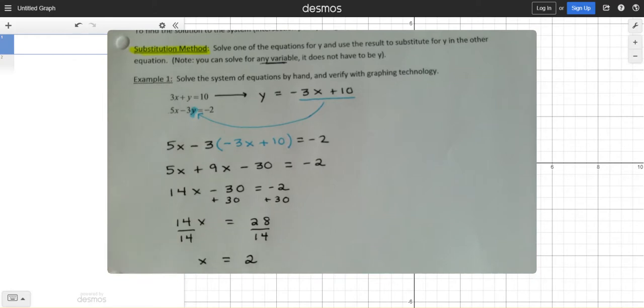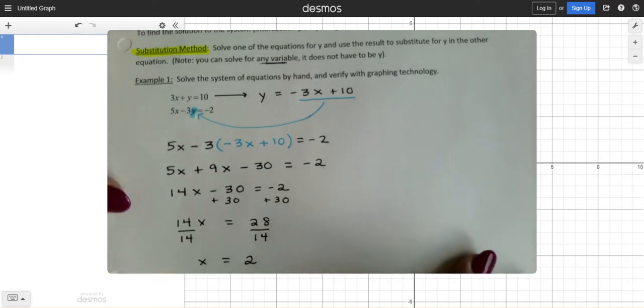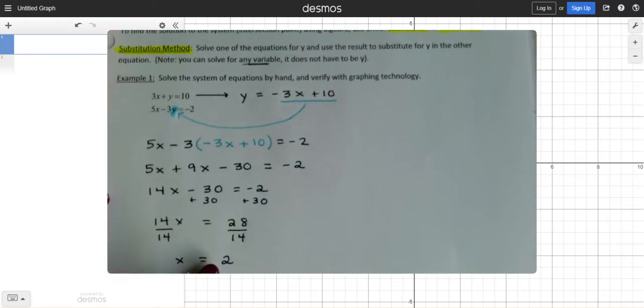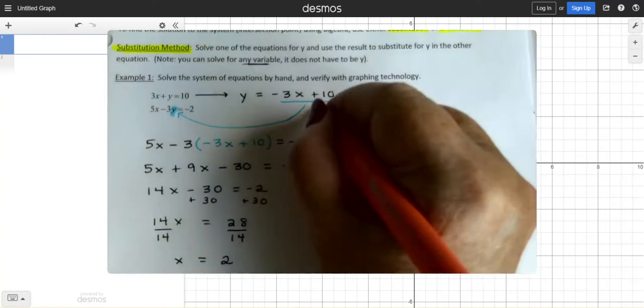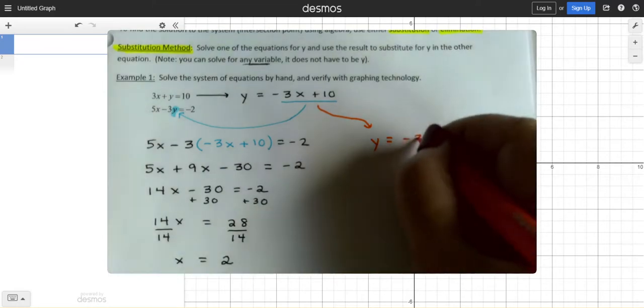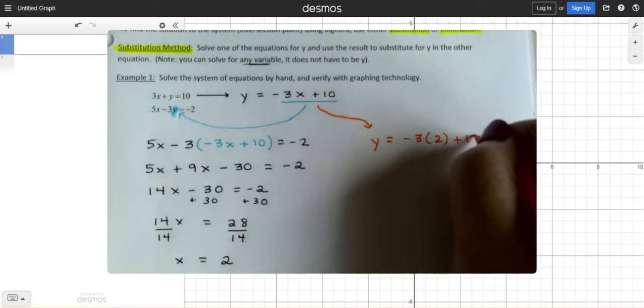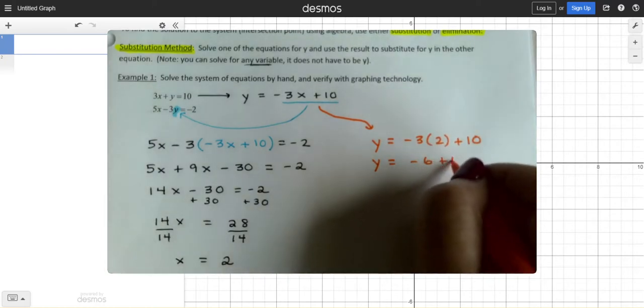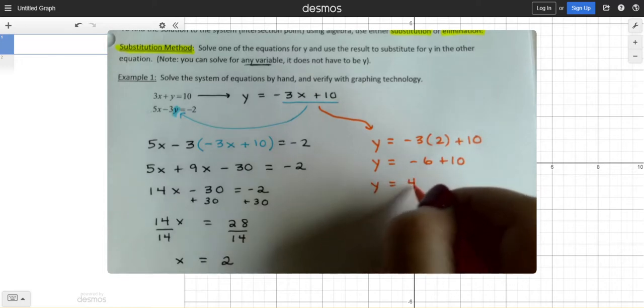All right. Keep in mind, the solution to a system is an intersection point, so I need both an x and a y value. Right now I have an x value, but I also have an equation for y, so I'm going to go ahead and take that equation and plug in this 2 that I just found for x. So that would be negative 6 plus 10, and y is 4.